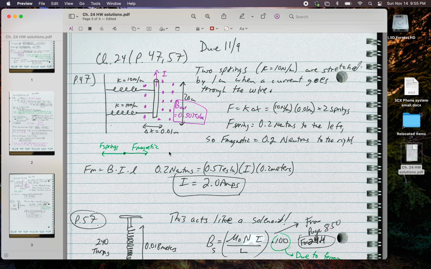that the magnetic force should be, I don't know if that's right or not. I have to think about that. I thought the magnetic force was to the right since the springs were to the left. And if that's true, I don't know if I drew that right. Let me go back again and take a look.